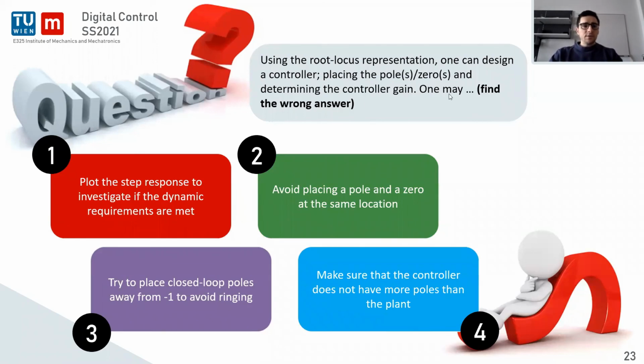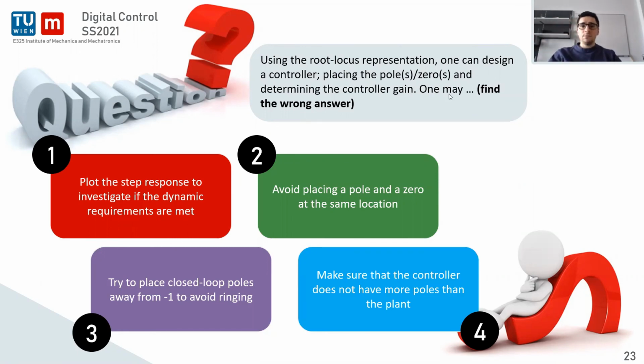The first statement was to plot the step response to investigate if the dynamic requirements are met. Obviously, it's really important to do so, so it was not the wrong one. Avoid placing a pole and a zero at the same location. Some of you answered this one. This is also not a wrong answer.